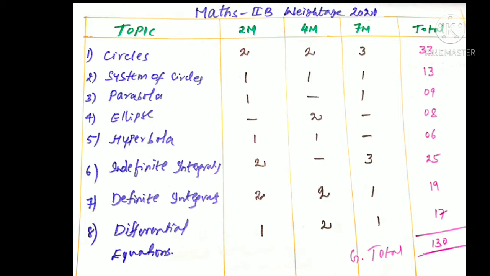Now come to the ellipse. From the ellipse, 2 4-mark questions will come, no 2-mark question, no 7-mark question, which means 2 4-mark questions, 8 marks weightage. Now hyperbola, from this 1 2-mark and 1 4-mark question will come, no 7 marks. Its weightage is 6 marks.